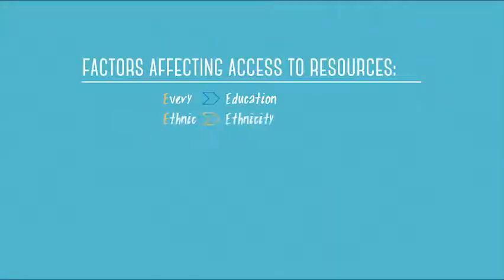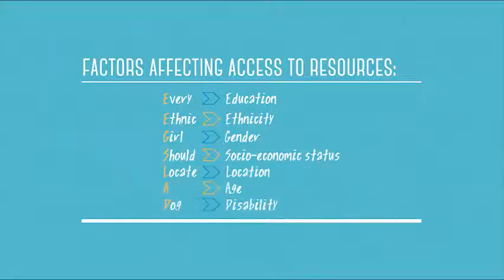What a mouthful. But if you think of every ethnic girl should locate a dog and remember what each of those stand for, you know the factors that affect access to resources in groups in context in your required area of study. Because every is education, ethnic is ethnicity and culture, girl is gender, should is socioeconomic status, locate is location, A is age, and dog is disability. That mnemonic works beautifully for it.